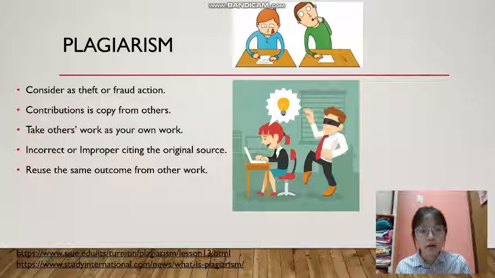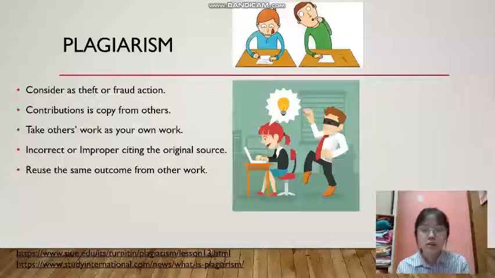Since we talk about intellectual property, the issue of plagiarism comes up. This is considered theft or fraud. An example of plagiarism is when the contributions are copied from others. This is plagiarism. The second is taking others' works as your own work.